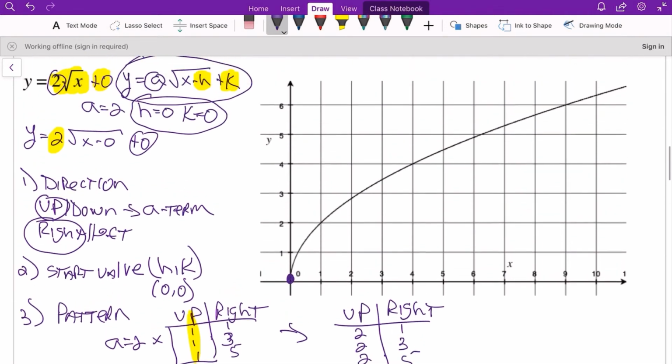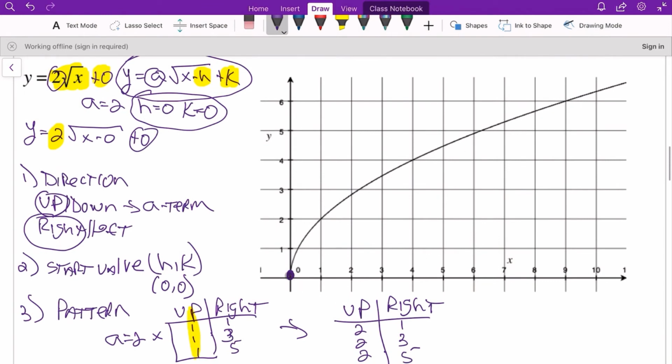So then we just sketch the graph. We start at the start value, 0, 0, and then from there we're going to go up 2 spaces, over 1. You can see it's already there on the graph. And then from this point, we're going to go up 2, and then right 3. You can see that on the graph. And then one more time, we're going to go up 2 and right 5. And then you see we have the sketch. And that's it. That's the whole pattern.